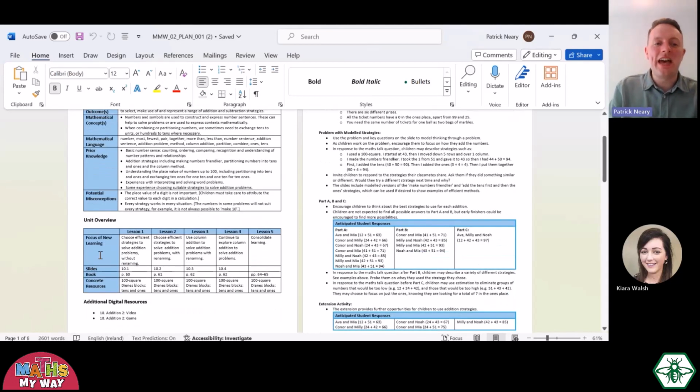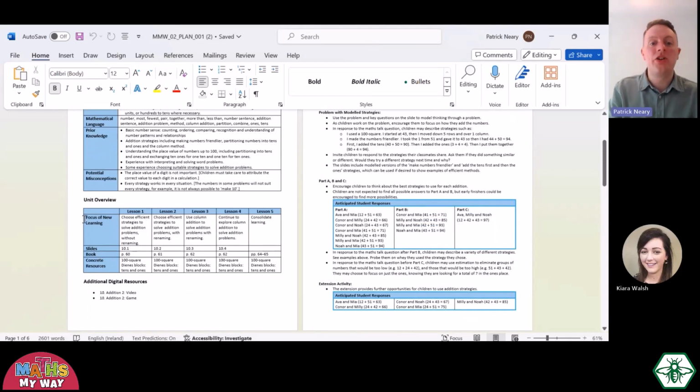Then there is a really clear unit overview that shows you the lesson focus, which slides you should be using, which page of the book, and what concrete resources might be needed. So at the start of the week, or even before the week, you can have a quick glance at this unit overview, and you know what's needed in your classroom.